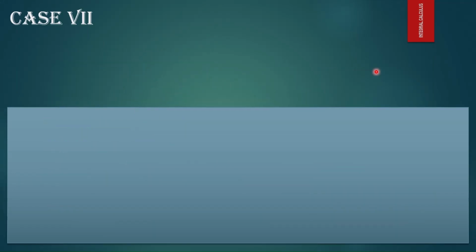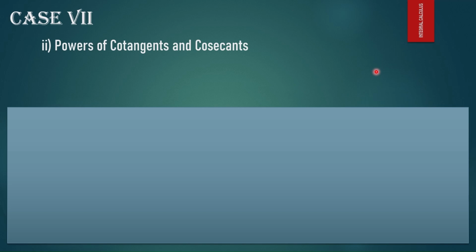Let us now move on to the powers of cotangents and cosecants under case 7. So still, m and n are both odd.